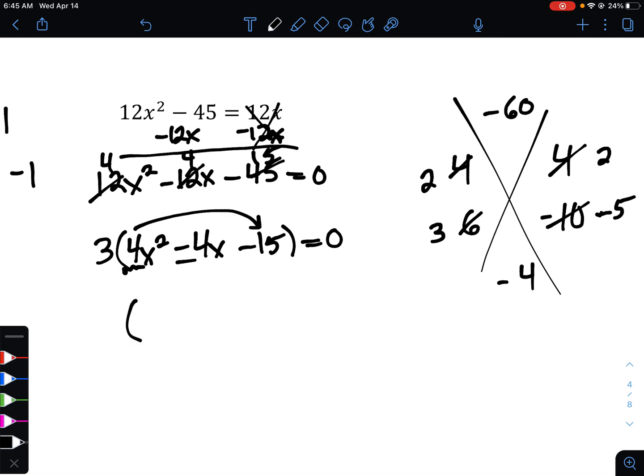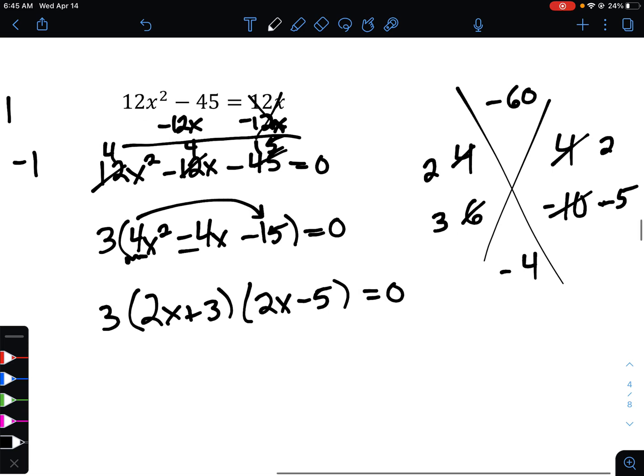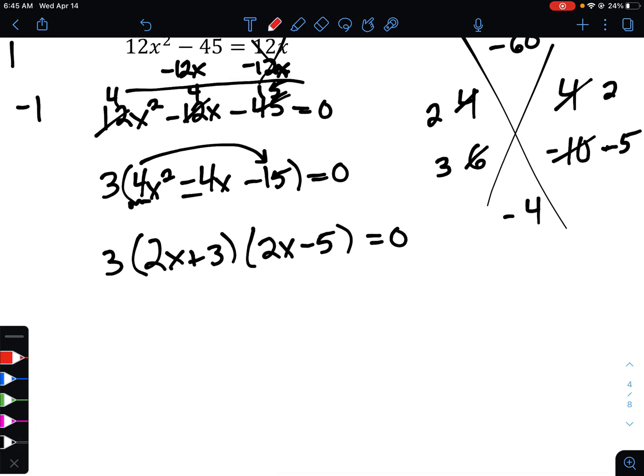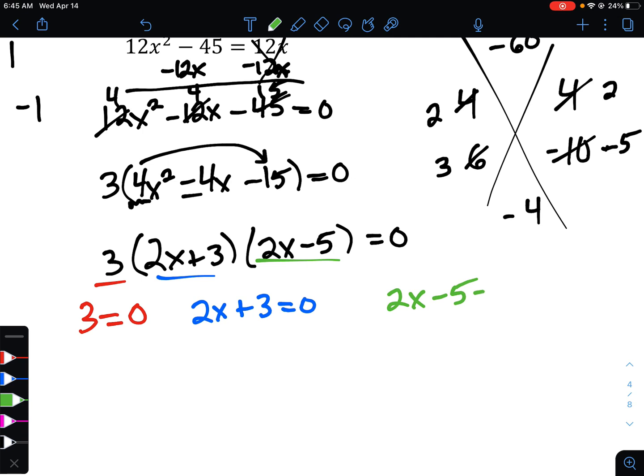So now let's go ahead and write what our factors would be. We'd have 2x plus 3 using the left side of the x, and then 2x minus 5 using the right side of the x. Don't forget about the 3 that was technically in front of that parentheses, and everything is still equal to 0. All right, so now we're ready to use zero product property, starting with our 3 at the very beginning, and the 2x plus 3, set that equal to 0, and finally the 2x minus 5, set that equal to 0 as well.